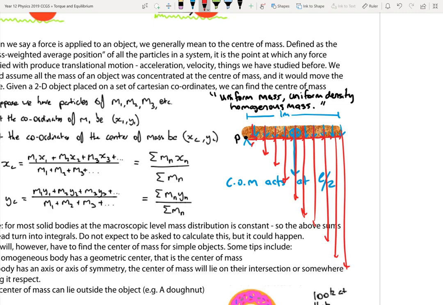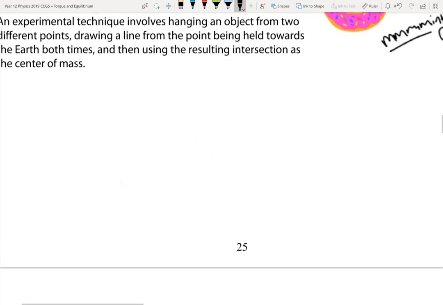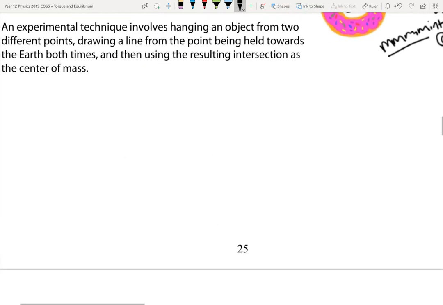If it's non-uniform, we can find it. All right. But basically, from this diagram, we would slice this midway along and ask, where would an object be such that it could produce this torque? It has to be in the middle. Okay? It's not the best definition, but there's a really cool experimental technique. If you have an object, you can determine its center of mass. Watch this.